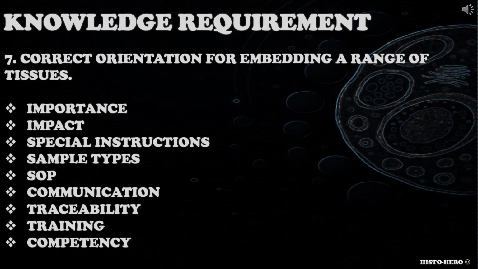The seventh knowledge requirement is correct orientation for embedding a range of tissues. Candidate needs to have the knowledge and understanding about the correct tissue orientation during embedding. You could ask the candidate to explain what is orientation and why it is important, to explain what could happen if tissue was not correctly orientated during embedding, to name special instructions used during embedding for certain specimens and why they are used, to state what would happen if special instructions were not used correctly, or to name tissues that require specific orientation and why.